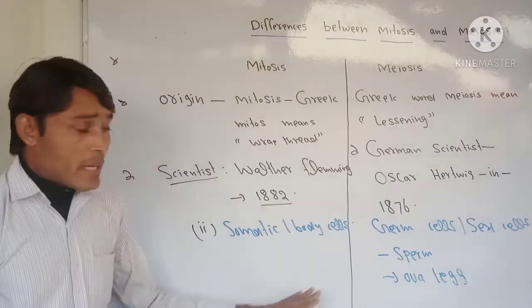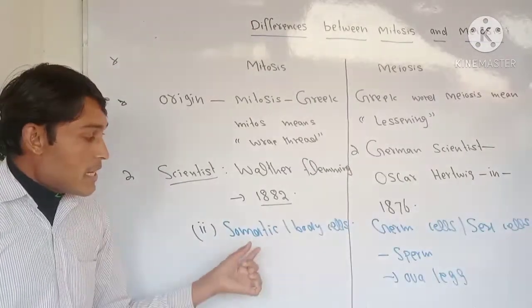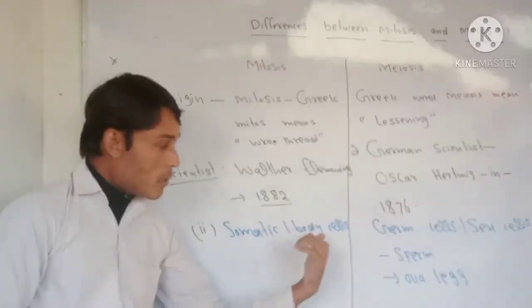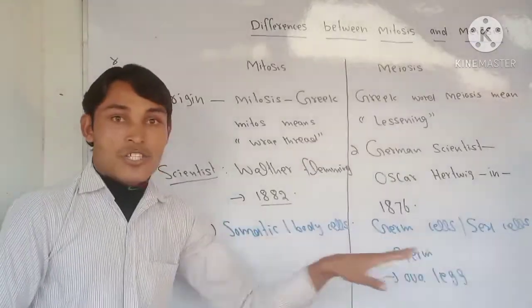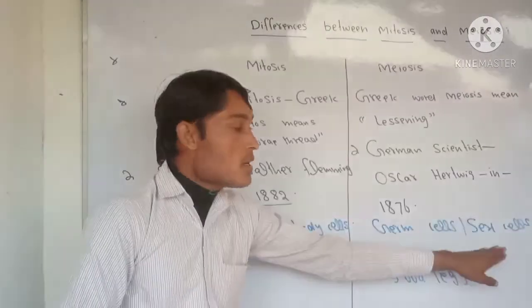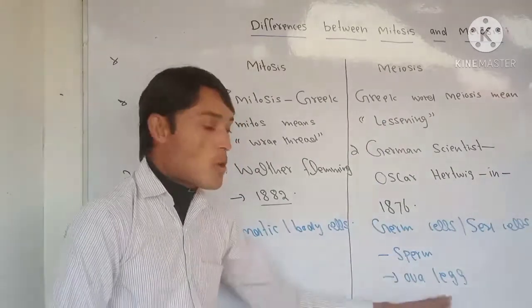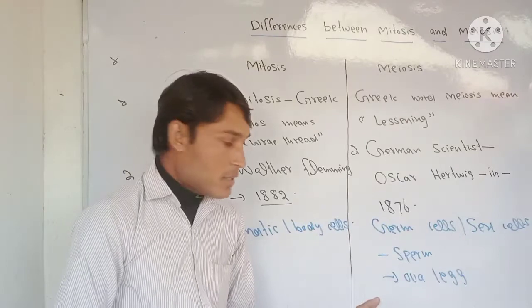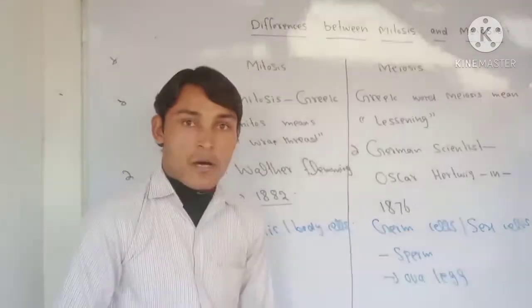So we get the second difference. Mitosis occurs in somatic cells or body cells, while meiosis occurs in germ cells, which are also called sex cells. Sex cells are sperm and egg. Sperm is produced by the male testes, and egg is produced by the ovary.